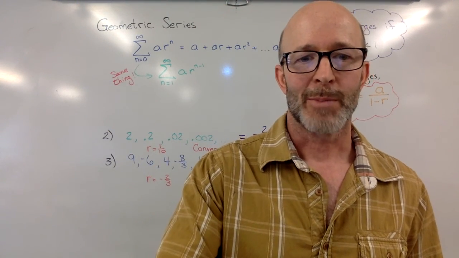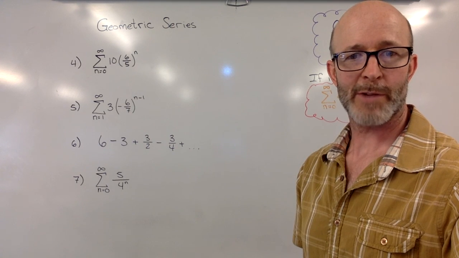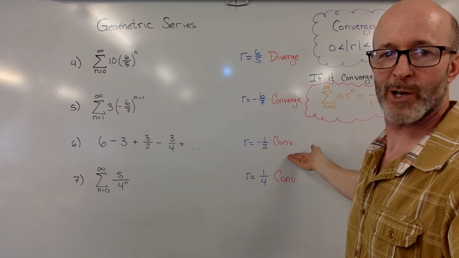That's your first 2 examples and more. Here's 4 new examples. What are their ratios? If they converge, what's their sum?